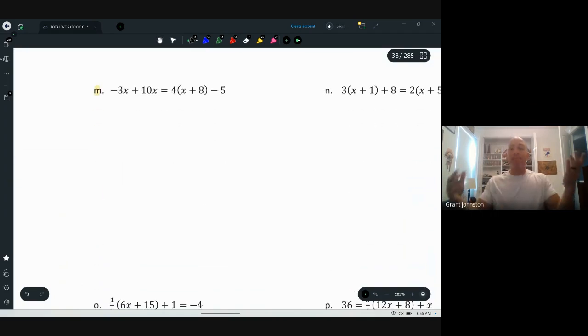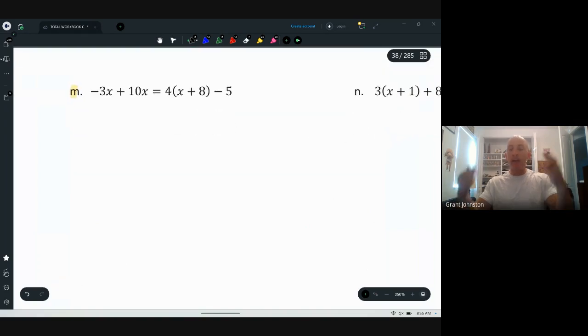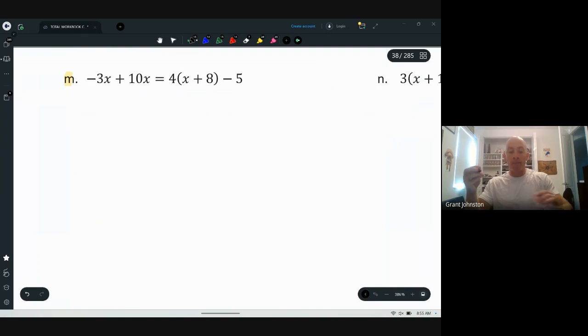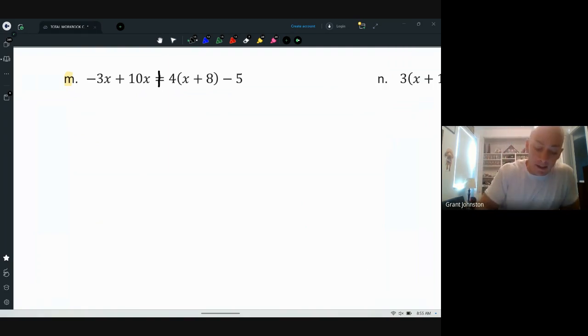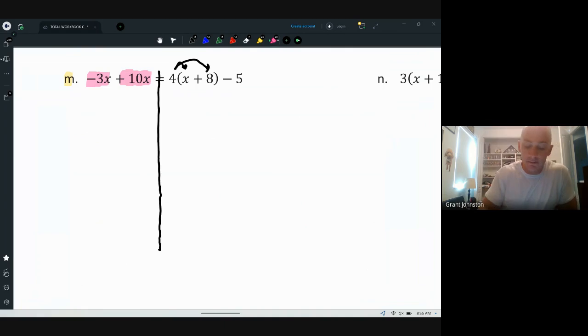All right, M. I think this is the last one I want to show you in here, just because it takes a lot of what we've done so far and puts it all together. So here we go. First step, there's actually a couple things I can do right now. I'm going to distribute. And on this side, it looks like I can combine these like terms. So let me first distribute. That's going to be 4x plus 32. Still have that minus 5 there. And then negative 3x plus 10x is 7x.